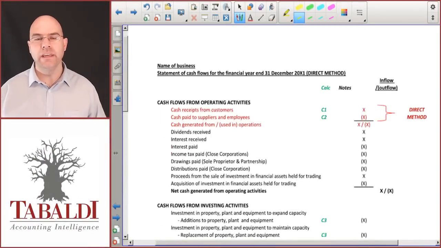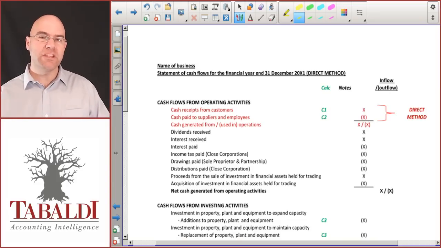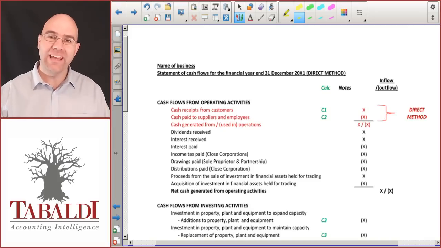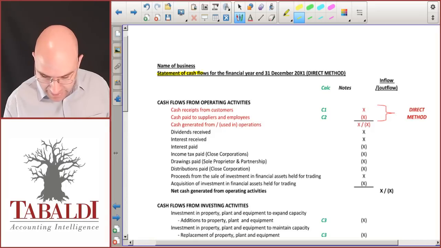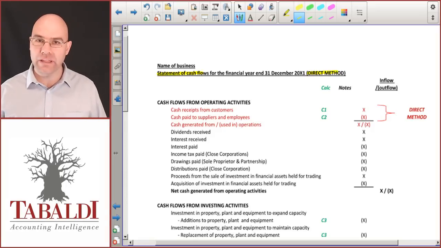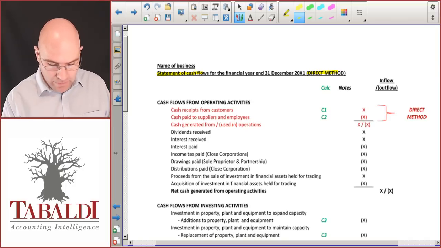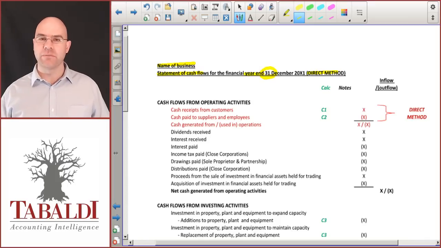Great, let's now look at the format for the statement of cash flows. Remember, there's going to be two methods for statements of cash flows, the direct method and the indirect method. This video, I'm going to look at the statements of cash flows for the direct method, as well as the financing and investing activities. So remember always, name of business, then statements of cash flows for the year ended 31st of December 20x1.